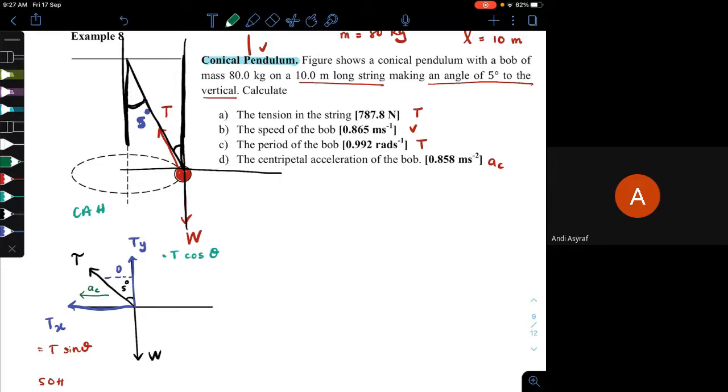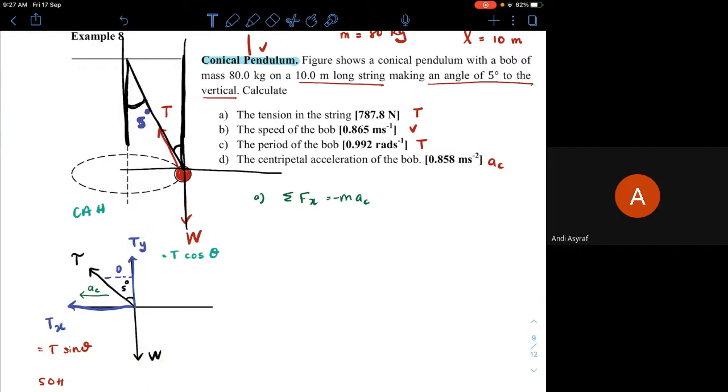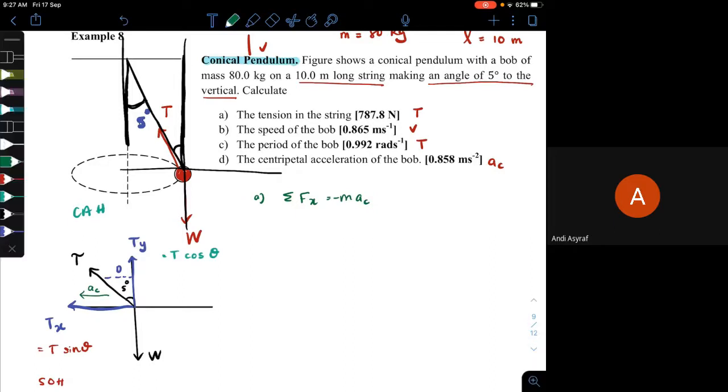component kan. So kamu pun buatlah step pertama, nak cari tension kan. Nak cari nilai T ni, so kamu pun buatlah total force dekat X sama dengan MAC kan. And then disebabkan dia ke kiri, so kamu pun buatlah negatif. And then kamu tengok, apakah force yang ada dekat X tu? Ada satu je kan. Iaitu kita punya TX je kan. Sebab Y ada TY dengan W. Dekat X ada TX je. Jadi TX kita pula ke kiri kan. Negative TX equals to negative MAC. Okay. So maksudnya mungkin boleh cari negative T sin 5 sama dengan negative M V square over R.